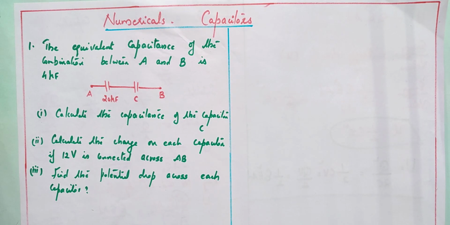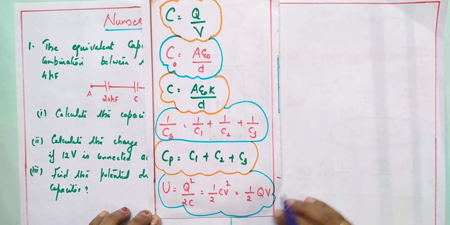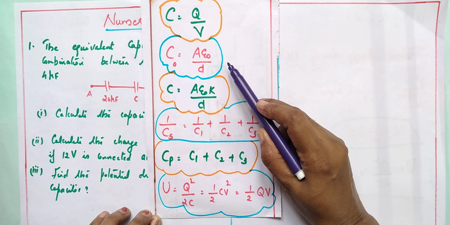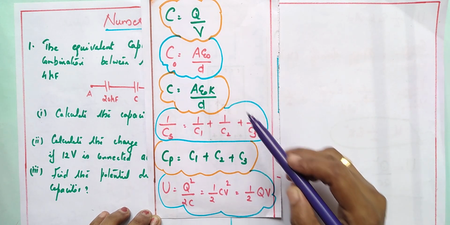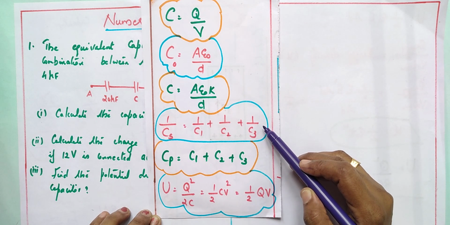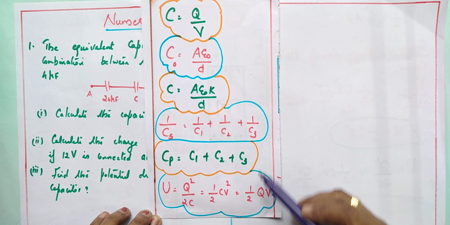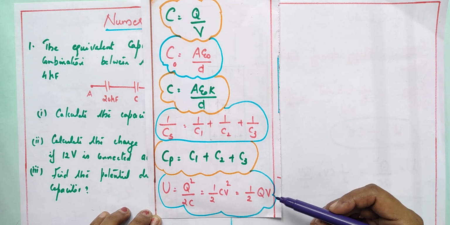Today we can do some numericals relating to capacitors. To brush up your memory, these are the formulas relating to capacitance. Capacitance C equals Q by V. For a parallel plate capacitor, capacitance is A epsilon 0 by D. With the dielectric, A epsilon 0 K by D. Capacitance in series: 1 by Cs is 1 by C1 plus 1 by C2 plus 1 by C3. Capacitors in parallel: Cp equals C1 plus C2 plus C3. And energy stored in a capacitor, U equals Q square by 2C, half CV square, and half QV.